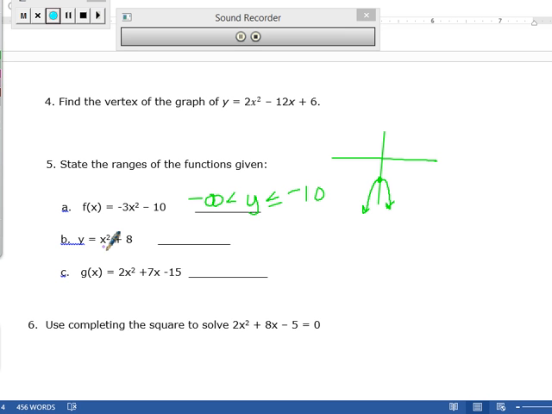On this next one, x squared plus 8, I know that that 8 means it shifts up 8 units. So how low does it go? And it's going to go up into infinity.